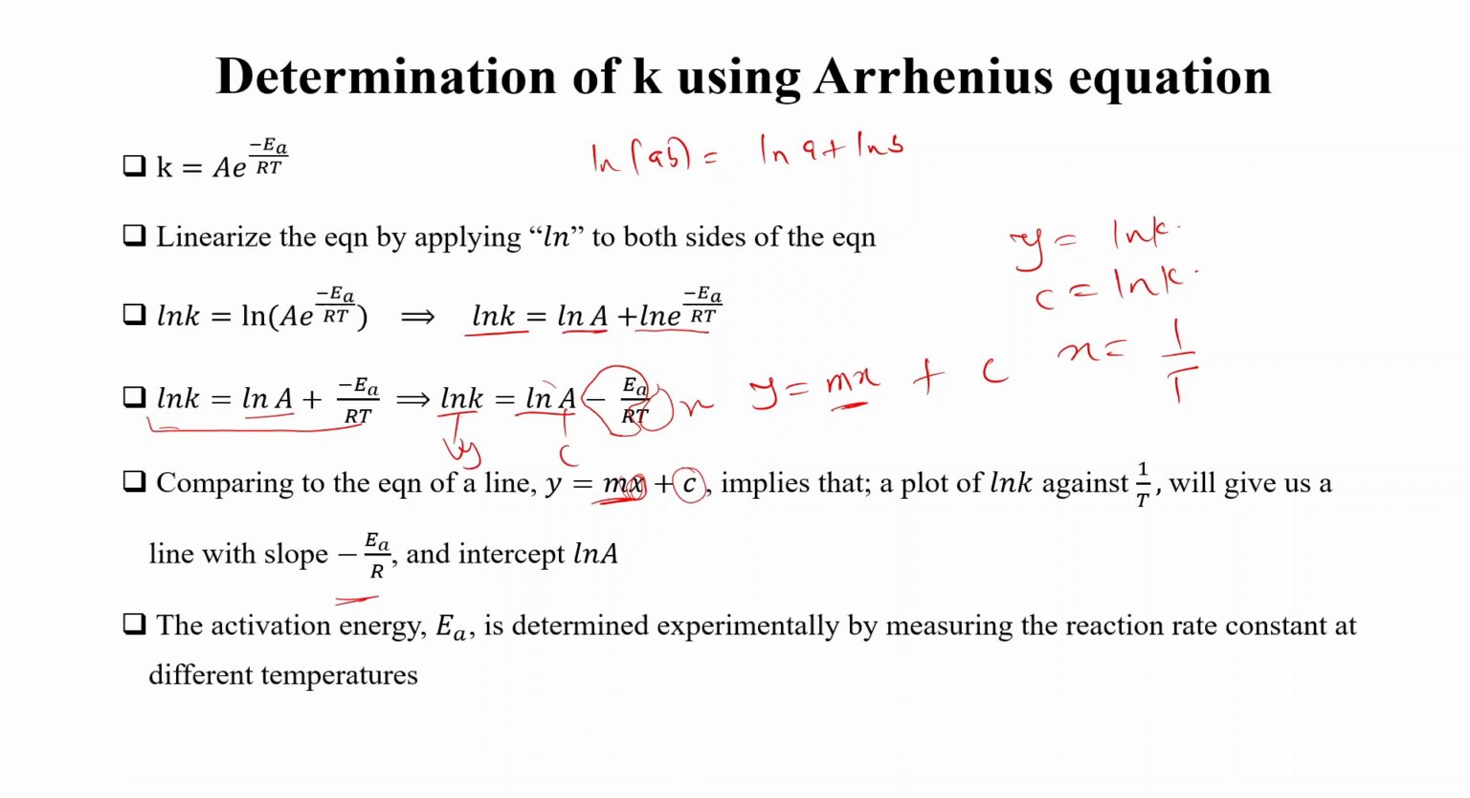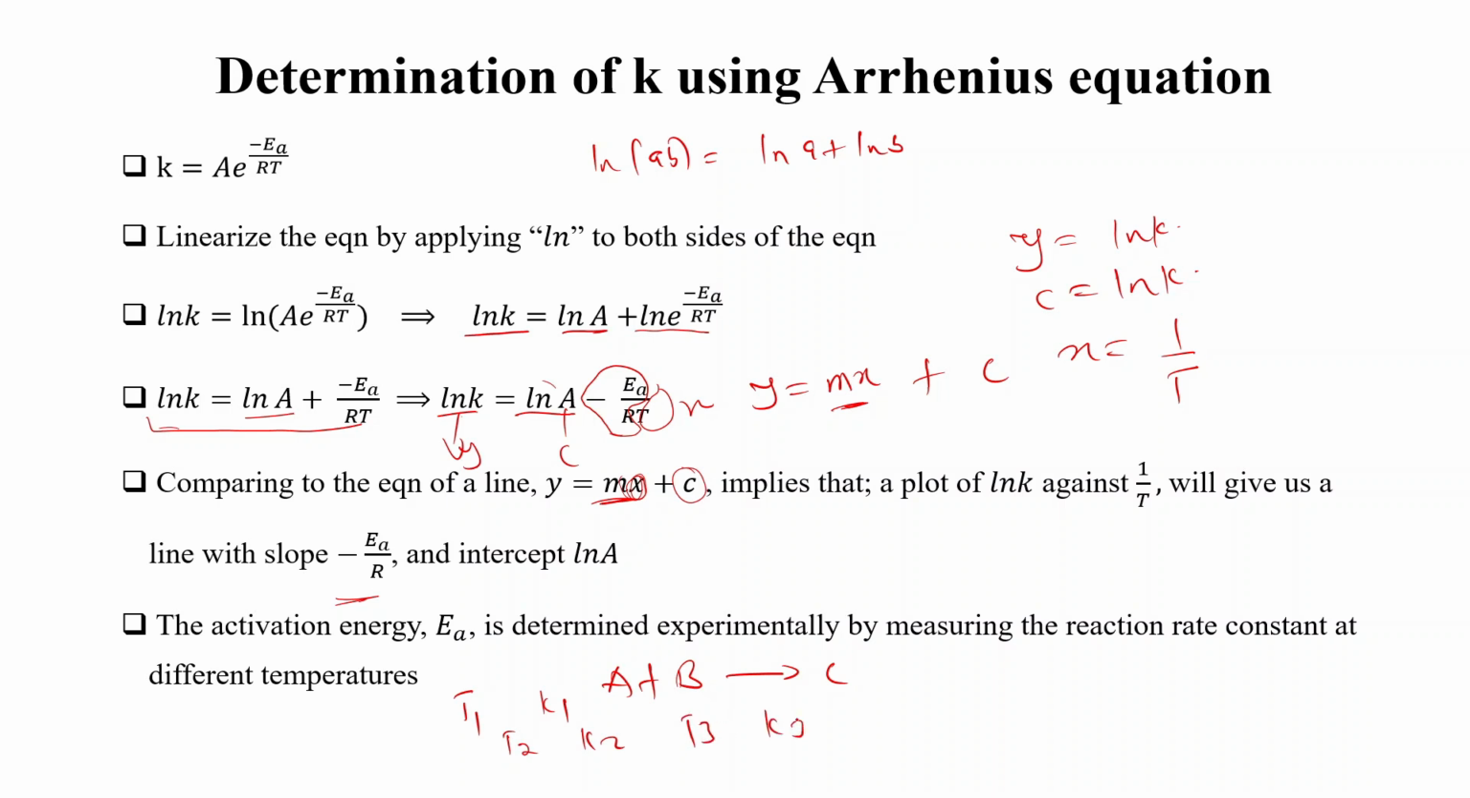Now, the activation energy, EA, is determined experimentally by measuring the reaction rate constant at different temperatures. So we perform the experiment, and we measure the reaction rate constant at different temperatures, because we said the reaction rate constant depends on the temperature. So at temperature 1, we are going to get K1. At temperature 2, we are going to get K2. Temperature 3, we are going to get K3. And this is for a specific reaction. So this is what I'm saying: let's say we have a reaction A plus B going into C. Now I perform this reaction at temperature T1, I get K1. I perform at temperature T2, I get K2. I perform at temperature T3, I get K3.